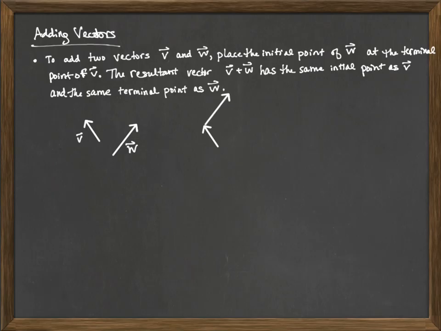This is kind of like what happens when you drive in one direction or run in one direction and then you turn and go in a different direction, right? That's what's going on here. And the resultant vector, I'll change colors even, has the same initial point as v, which means it's down here, and the same terminal point as w. So this piece is v, this piece is w, and this piece right here is v plus w. Okay, does that make sense?